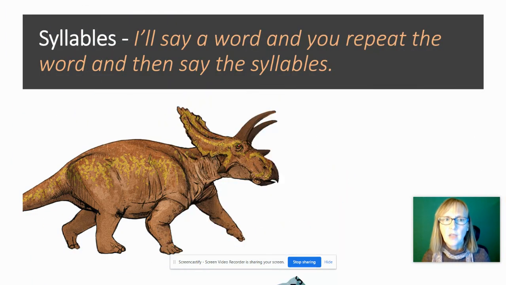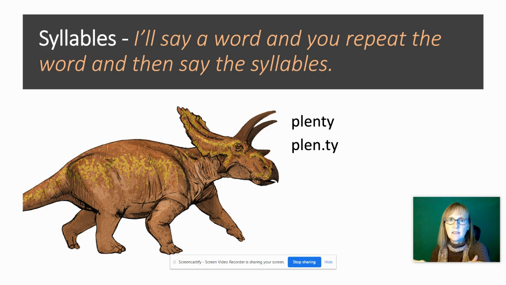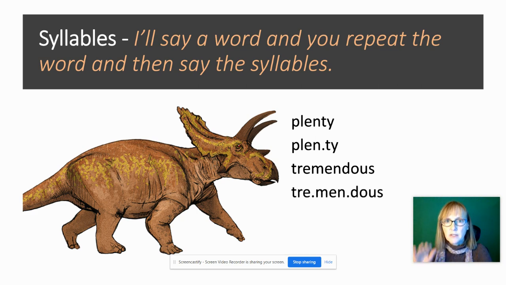Okay, so let's just practice syllables for a moment. I'm going to say a word, you repeat the word, and then you're going to say the syllables as well. So plenty, say plenty. Now say it in syllables. Plenty. Tremendous, say tremendous. Now say it in syllables. Tremendous. Sound it out on your arm. Tremendous. Three syllables there.